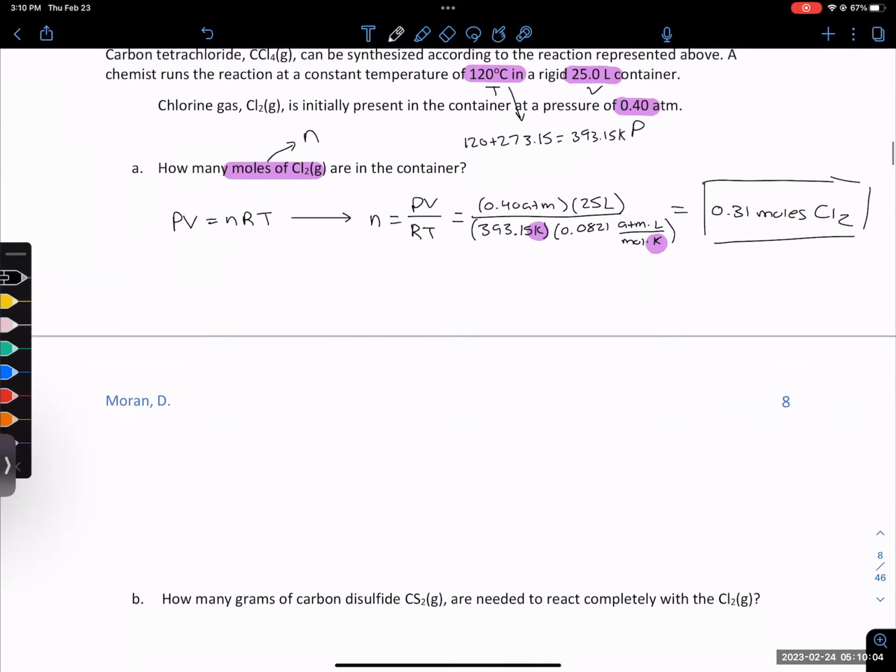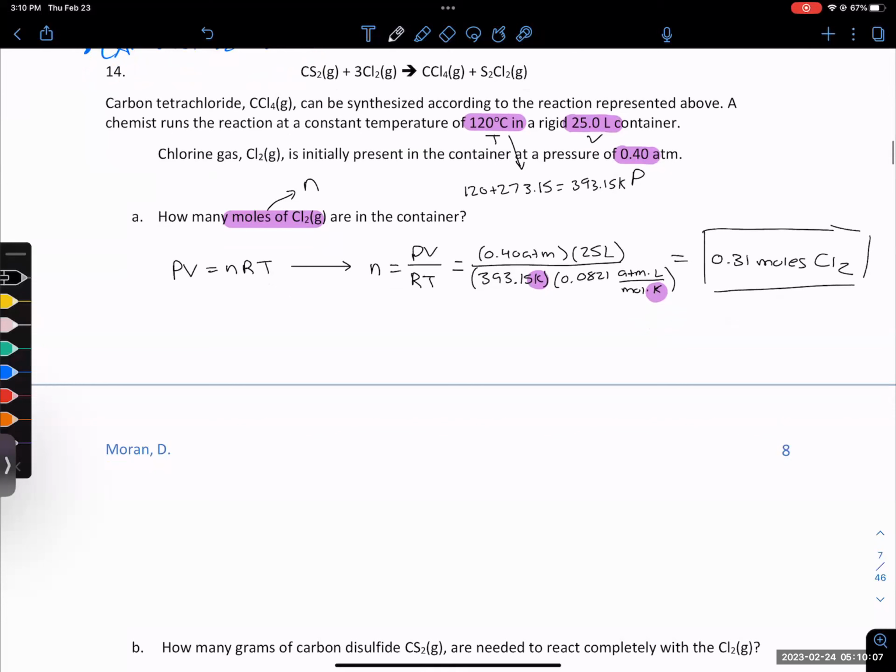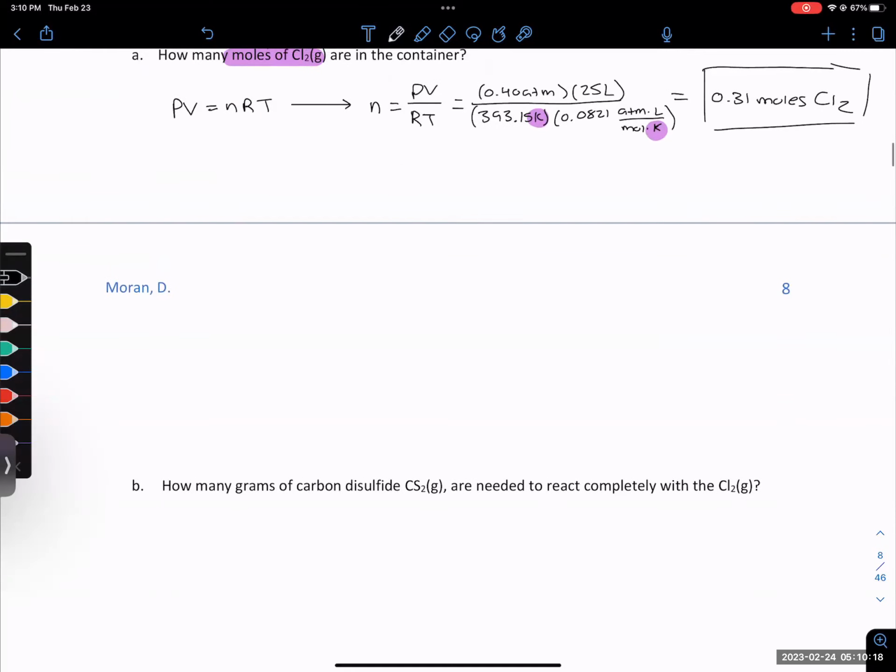All right, if there are no questions, we'll move on to the next one. How would you do B? Moles to grams. So moles of CO2 to grams of CO2. Okay, you're on the right track, except we're trying to convert to grams of carbon disulfide. Exactly.